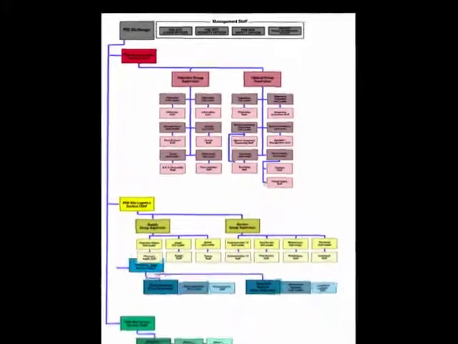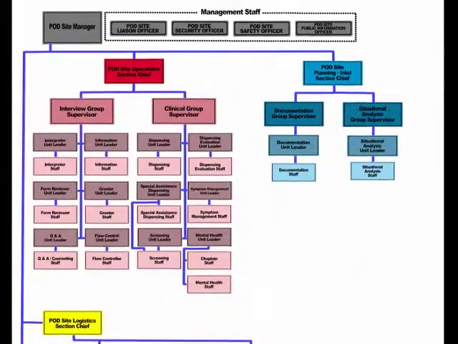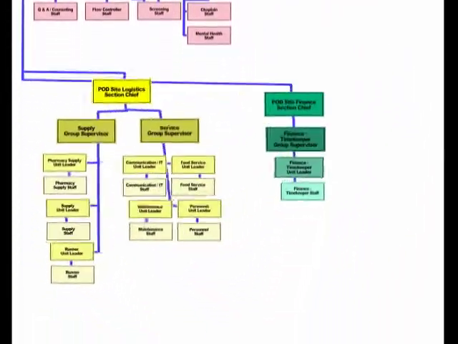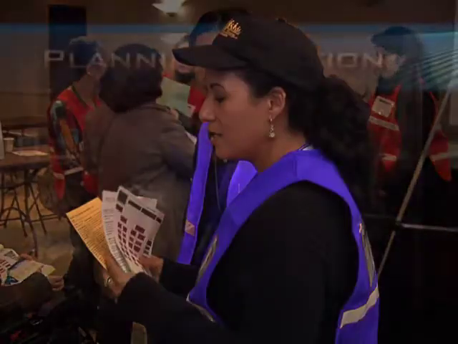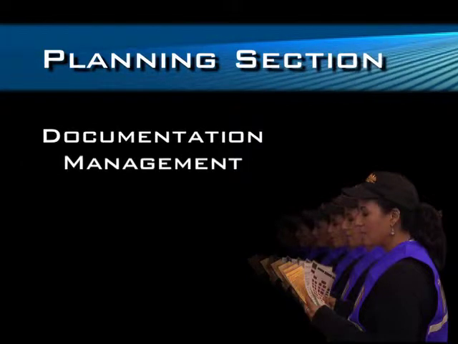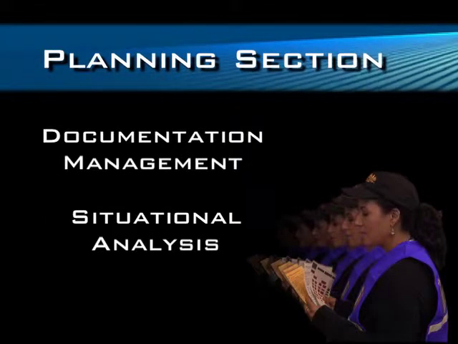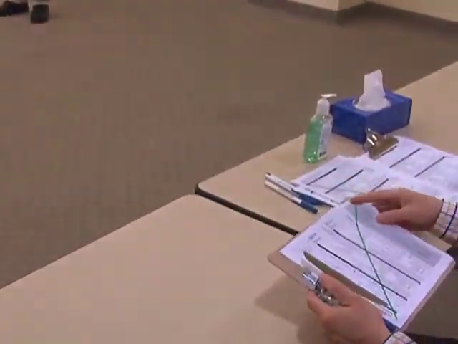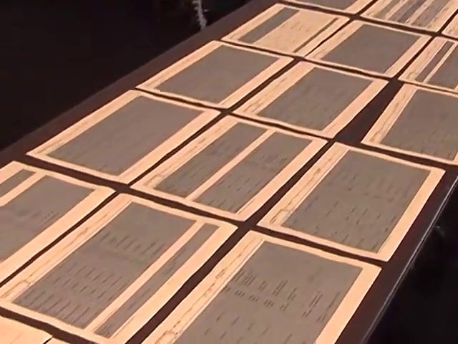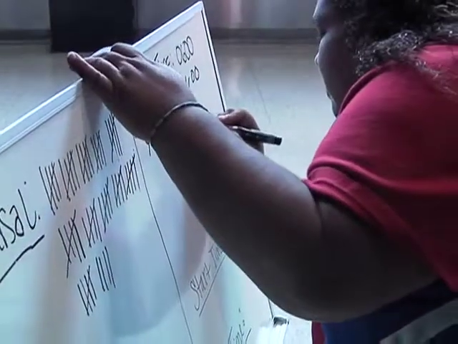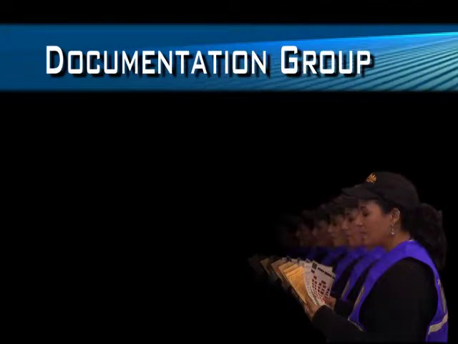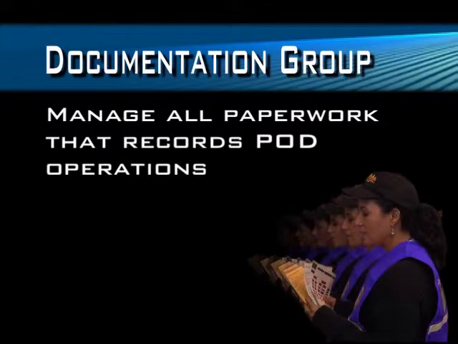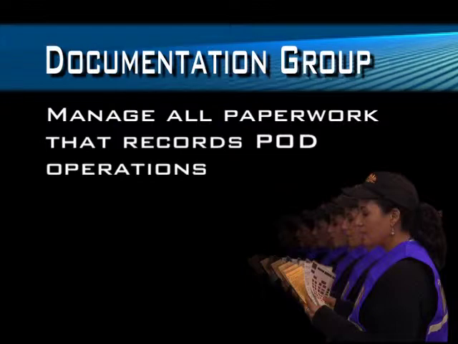The planning section is the essential record-keeping partner of operations, just as finance is the record keeper for logistics. The planning section serves two important primary functions: documentation management and situational analysis. These are complementary functions because, as forms are collected, they can be used to monitor operations and calculate rates of flow. The documentation group's mission is to manage all paperwork that supports and records pod operations.